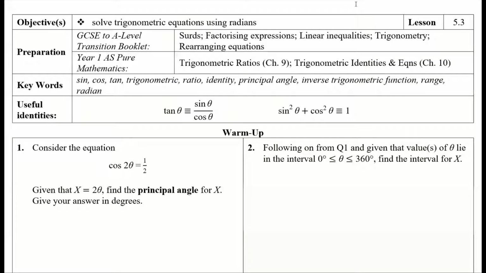Okay, welcome to lesson 3 of chapter 5, Radians, from year 2 pure maths. Today we're going to look at how to solve trig equations, but in radians this time. So this is going to be a really good revision of the work you did last year, in particular trig identities and equations, chapter 10.